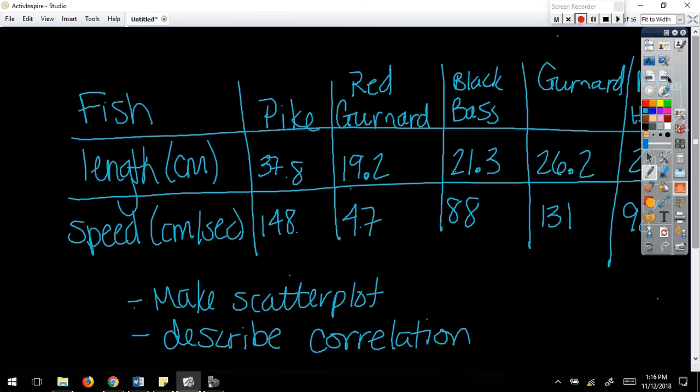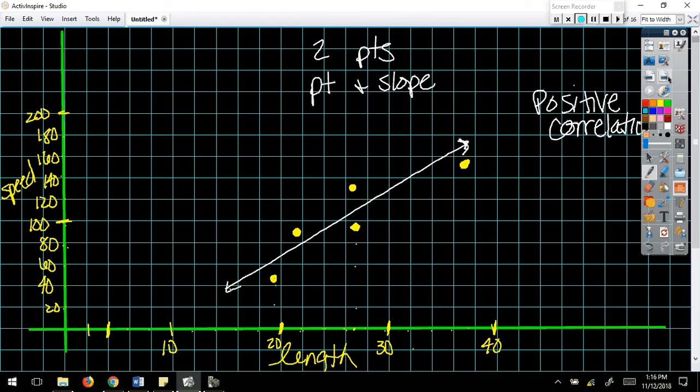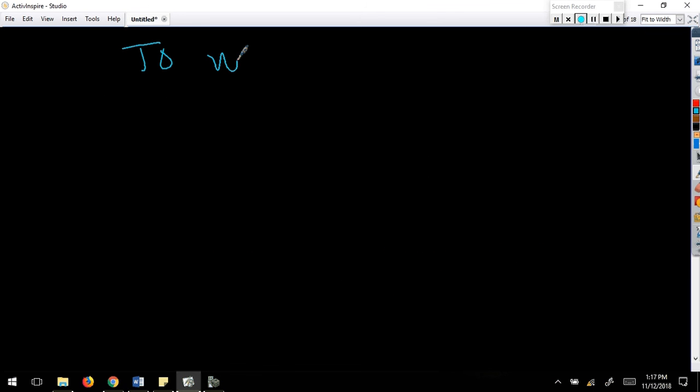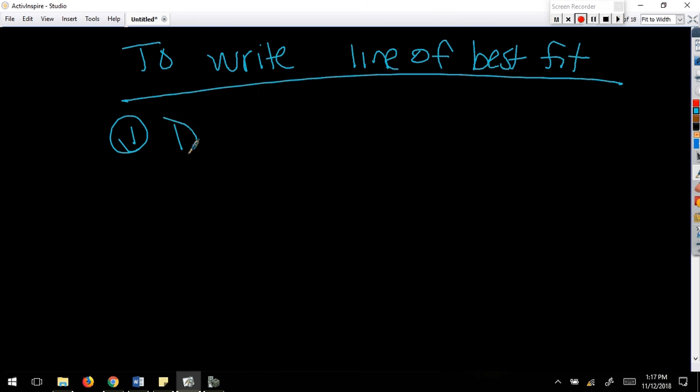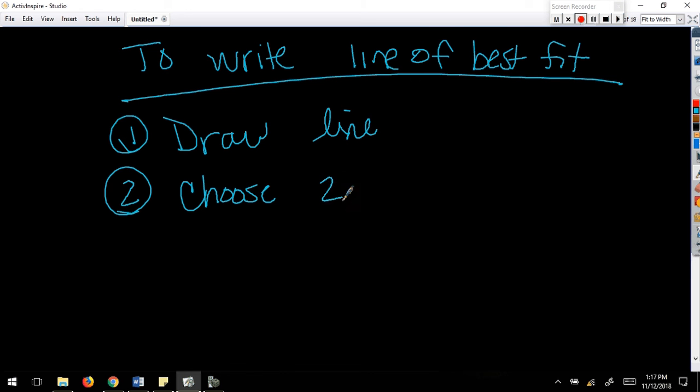Okay, so let's go back forward here. So what I would need to do when I write the line of best fit, okay, I want to first draw the line. So let's do some steps here, and then we'll actually apply it, and I'll let you try it. Line of best fit. First thing I want to do is actually draw the line, and we want to draw it the way we talked about just now, in that we really want the same number of points above and below the line. Okay. Then what we're going to do is we're going to choose 2 points on that line, any 2 points on that line, but 2 points, not 2 data points.